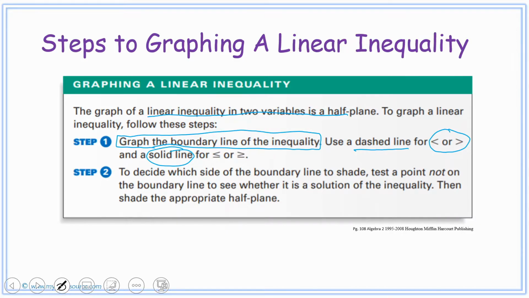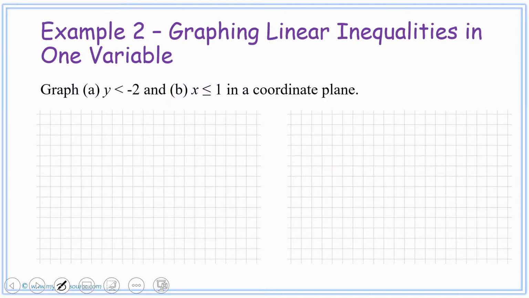Now the second step is how we indicate the multiple values I was just referring to. Because we can refer to multiple values, what we're going to do is shade. Now, what the book has is what they call a test point, but there's an easier way to do that, and I'll show you once we get to it. But we're going to shade the appropriate side or plane of that boundary line to indicate what other values could satisfy the inequality.